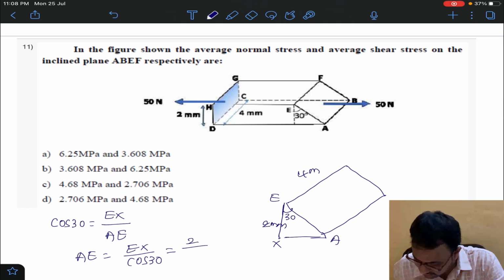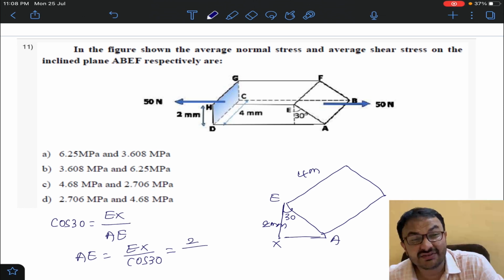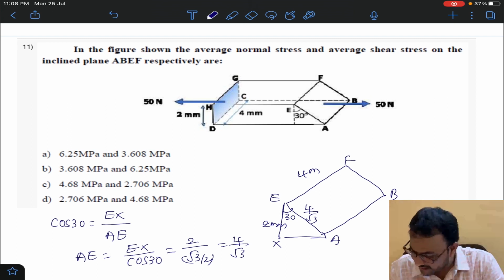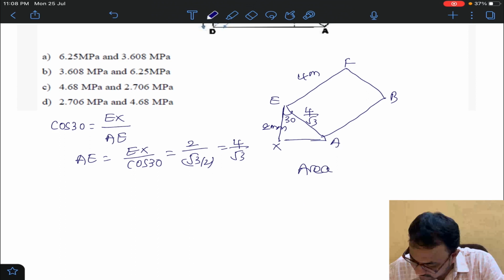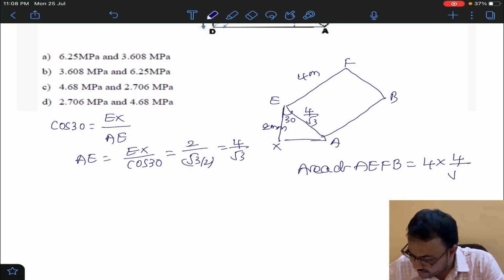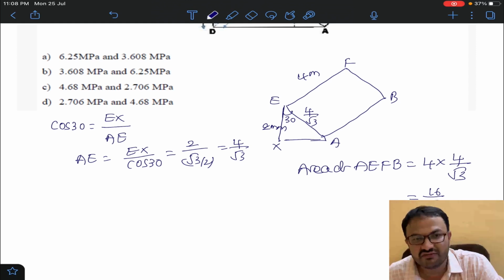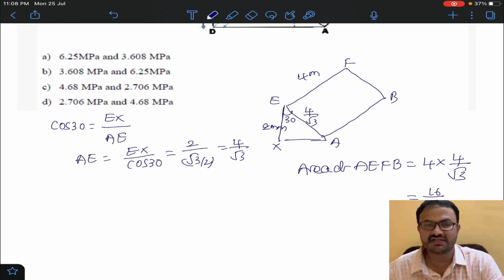What is EX? It is 2 divided by sin 30 is 1 by 2. Cos 30 is root 3 by 2. So that is root 3 by 2. So finally AE will become 4 by root 3. So this is 4 by root 3. Now what is the area of AEFB? I am writing here area of AEFB portion. It is 4 into 4 by root 3. That is 16 by root 3. Clear? So first of all, we need to calculate the area over which this normal force and shear force are acting. So that area is 16 by root 3.